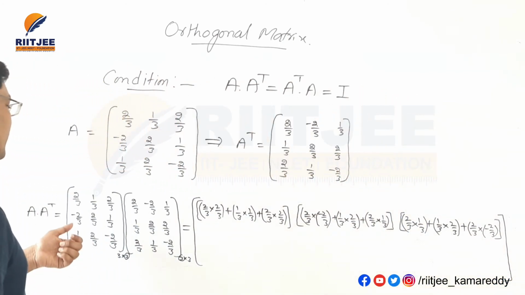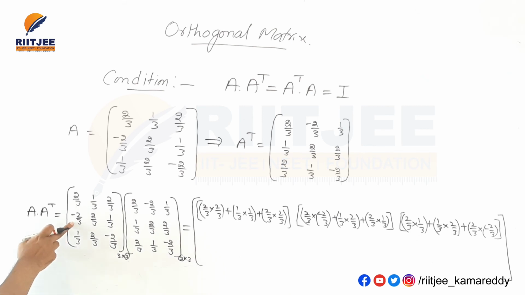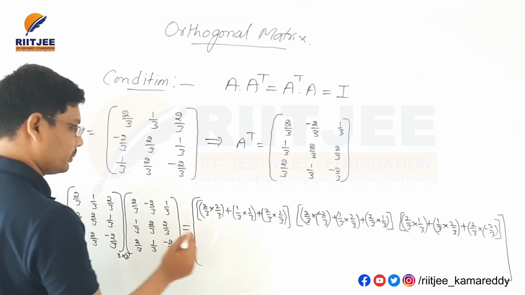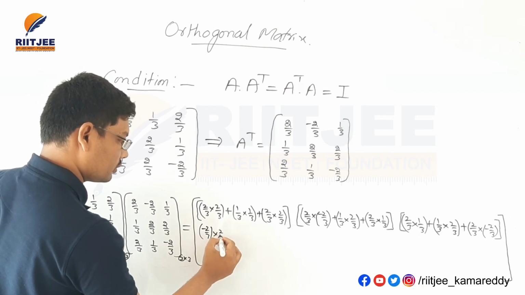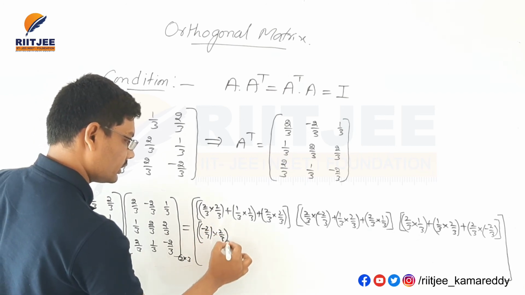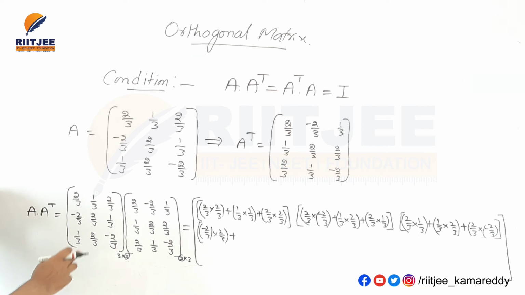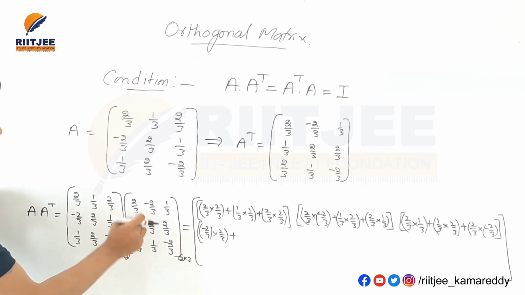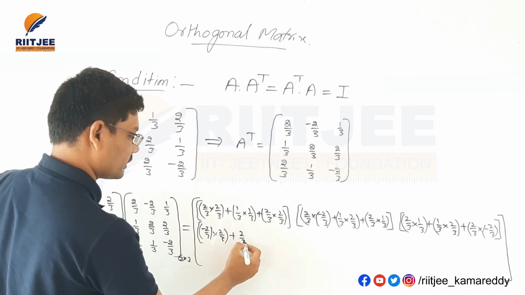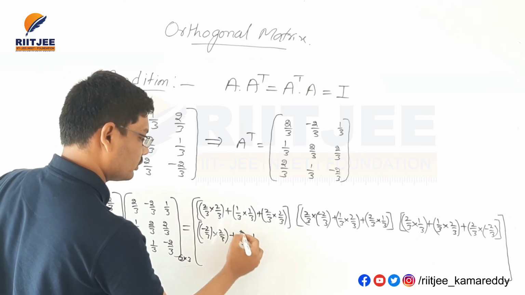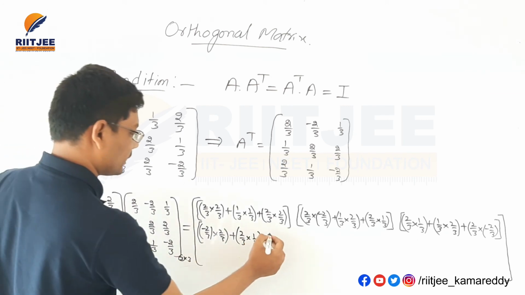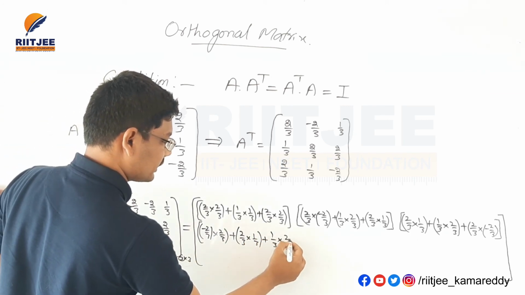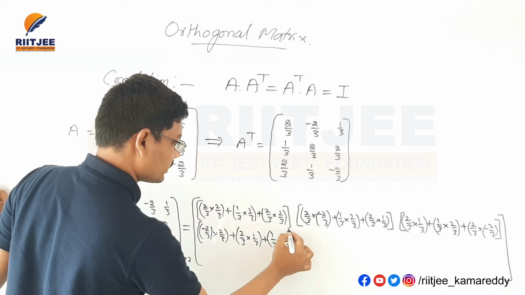Next, A21. Minus 2 by 3 into 2 by 3. This is one term. Next, 2 by 3 into 1 by 3, and then 1 by 3 into 2 by 3.